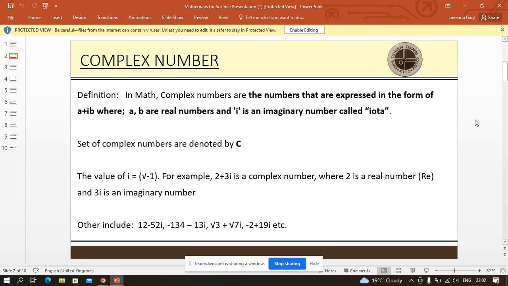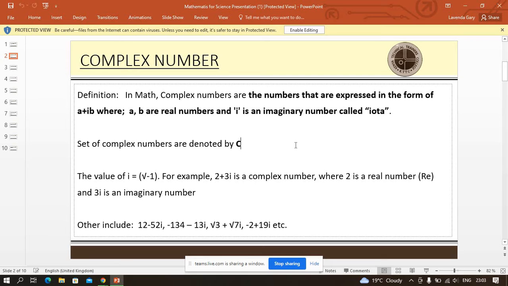Now, this is the definition of what a complex number is. A complex number refers to any number that can be expressed in the form of a plus ib, where a and b are real numbers and i is an imaginary number called the iota. The set of complex numbers is denoted by capital letter C. And i in a complex number is equivalent to the root of -1, or i squared is equal to -1.